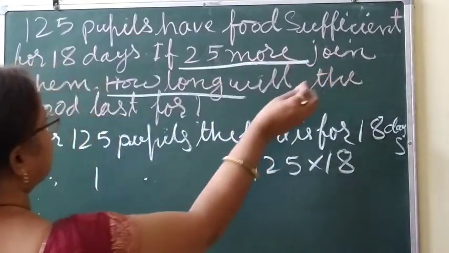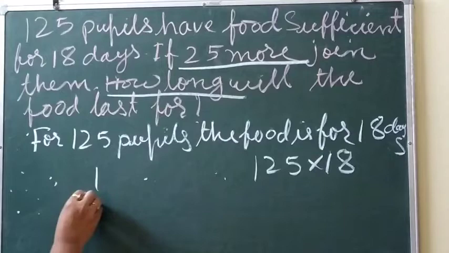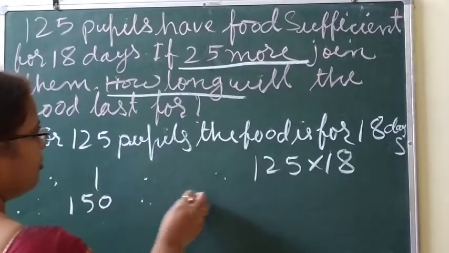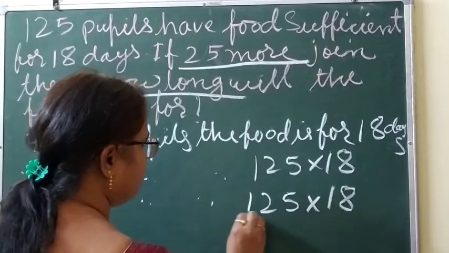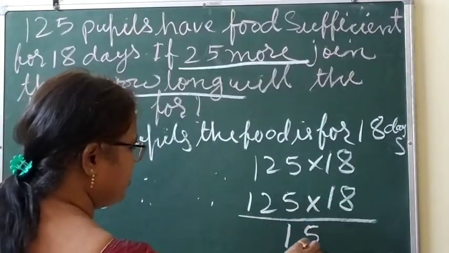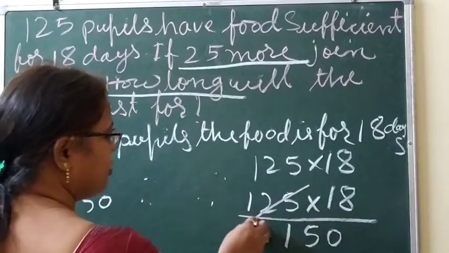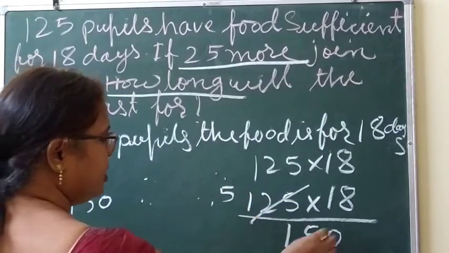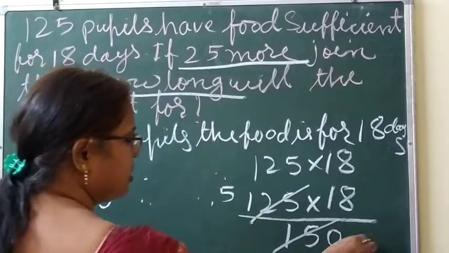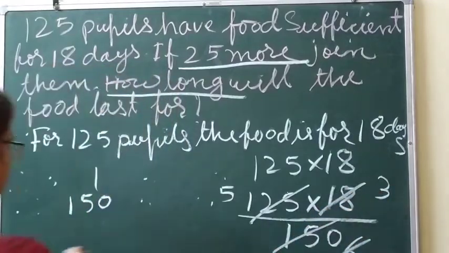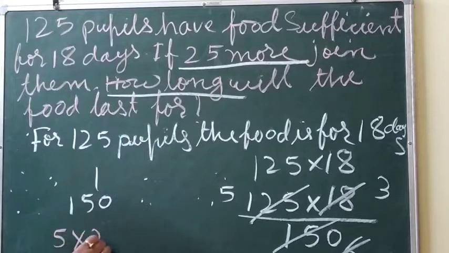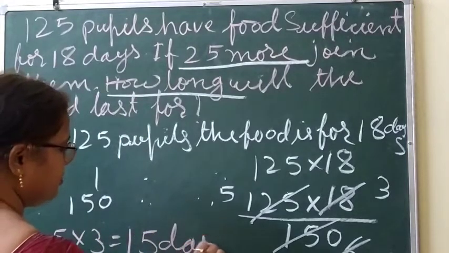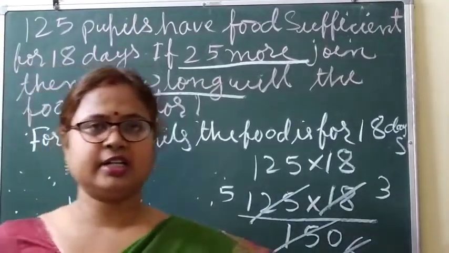And therefore for how many? 25 more join. 25 more join means what? It will be 150. So for 150, of course it will take less days. So what we will do? We will divide. So 150. 25 5s are 125 and 25 6s are 150. Then 6 3s are 18. So the answer will be what? 5 into 3, that is 50 days. Clear? So what will be the correct answer?